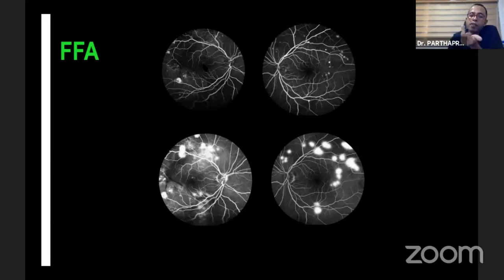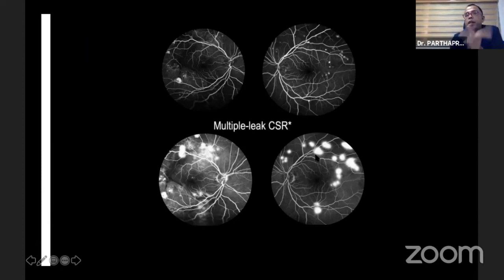you can see here, the fundus fluorescein angiography looked a little different. There were multiple leaks here also, but these leaks did not show placoid pooling. They increased in size and intensity. Can you make out from here? See here, these are increasing in size and intensity. So it was a case of multiple leak CSR.